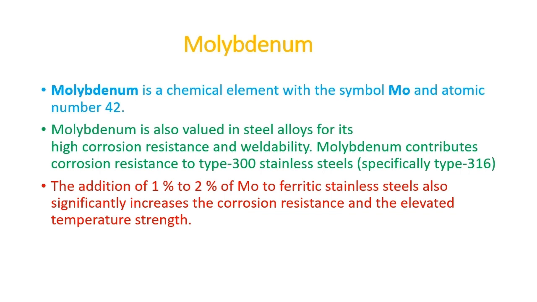Chromium already increases its stainless or corrosion resistance, but if we add molybdenum to it, the corrosion resistance increases further. So this is the main difference between the two grades. You can see CF3 and CF3M. So these are two grades. M is for molybdenum. When molybdenum is added to CF3, it becomes CF3M. So CF3M has higher corrosion resistance compared to CF3. So when it is to be used in a more corrosive environment, molybdenum is used.